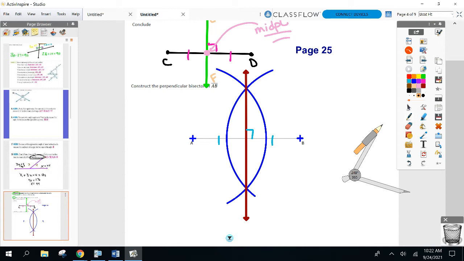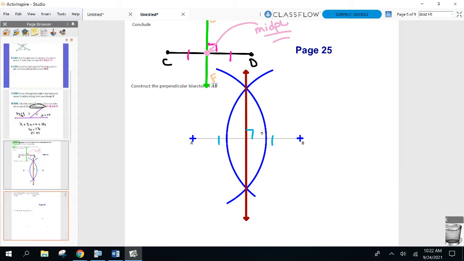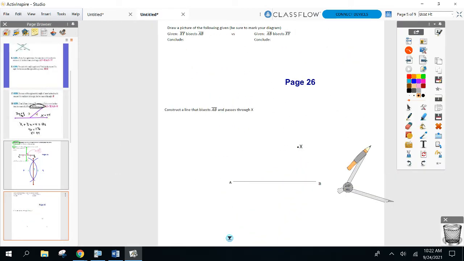Not all bisectors have to be perpendicular. Let me show you. What do you got going on? Well, you just go halfway, right? That's more than halfway. You swing an arc, right? Go this way, same thing. And swing another one. Okay, so go ahead, hurry up, erase that.